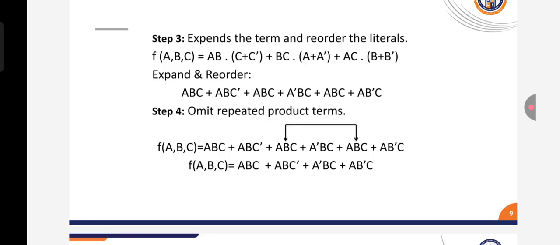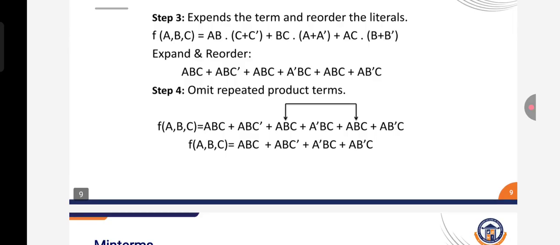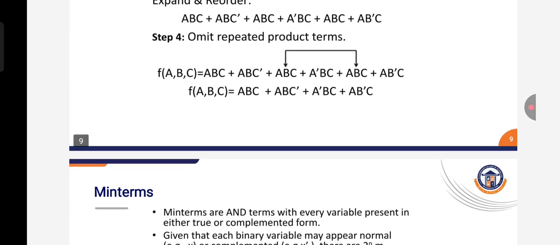Next, from the expression, omit the repeated product terms. Here the repeated product terms are abc and abc. Repeated product terms are replaced by only one. So the final Boolean function is f(a, b, c) = abc + abc' + a'bc + ab'c.